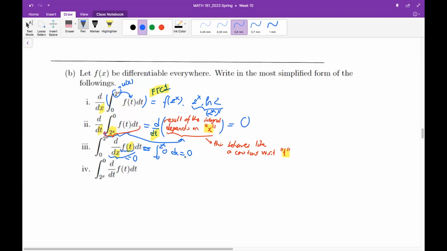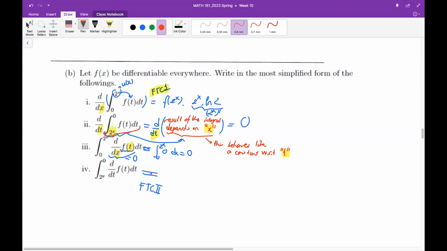Okay? And next here, this is what we cover as FTC part 2. Take the derivative, then integral. FTC part 1 and FTC part 2 are really so similar. The only difference is the ordering. In FTC part 1, you first take the integral, then the derivative. In FTC part 2, you first take the derivative, then the integral. Just the ordering of differentiation and integration are changing in part 1 and part 2.